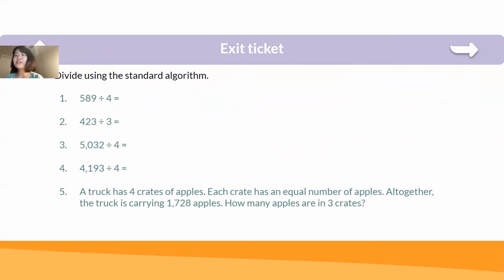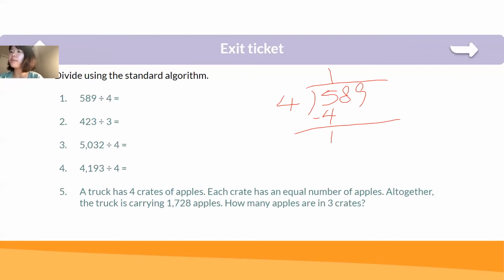Okay, so let's start with the first one. We're solving all the questions by using the standard algorithm. And the first one is 589 divided by 4. And start from the hundreds place. So 5 divided by 4. We can put 1 right here. And 5 minus 4, that gives us 1. So 500 minus 400 gives us 100.